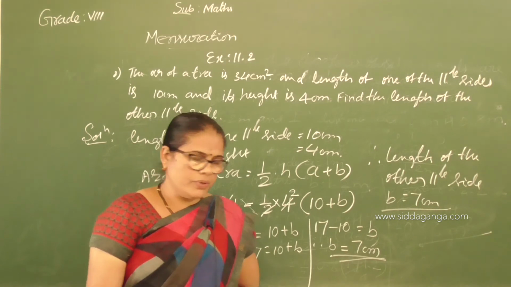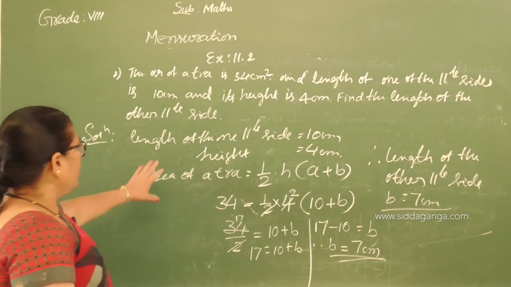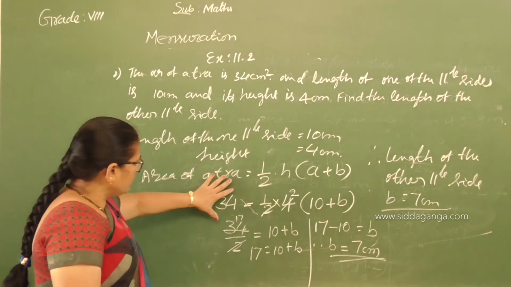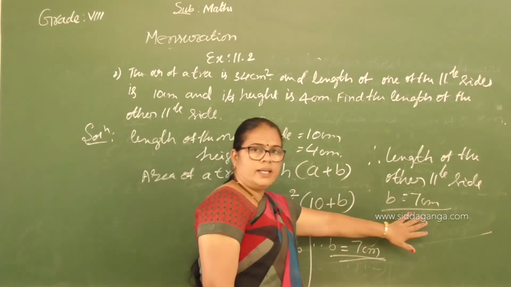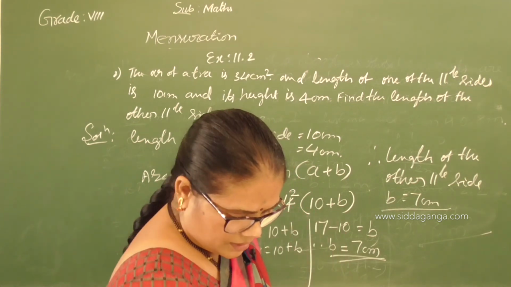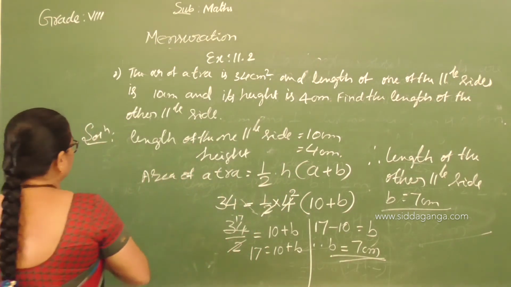In this way we have to calculate the parallel side. Here area is given, one parallel side is given, height is given. From these 3 terms, what are we doing? We have to find out the length of the other parallel side of a trapezium. So next I can take the third problem.